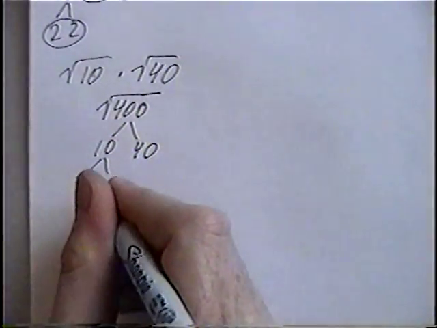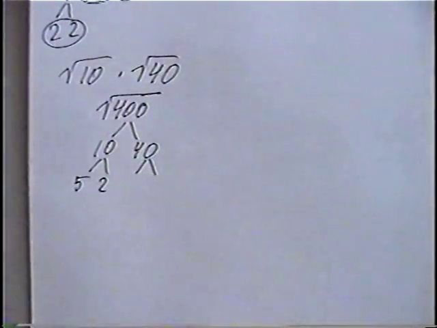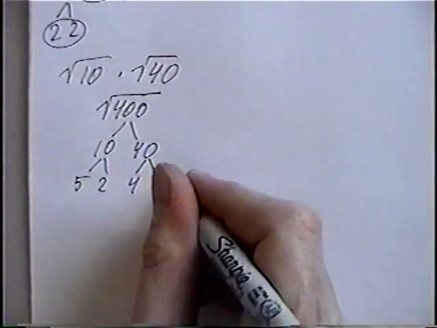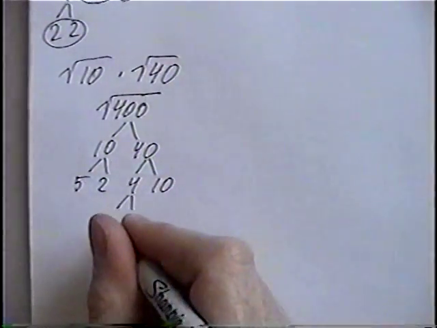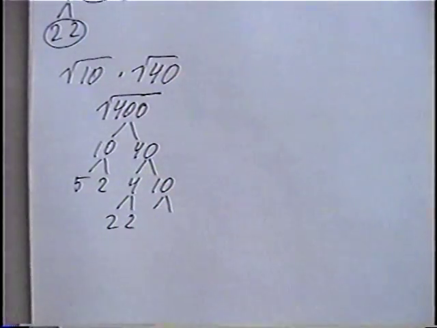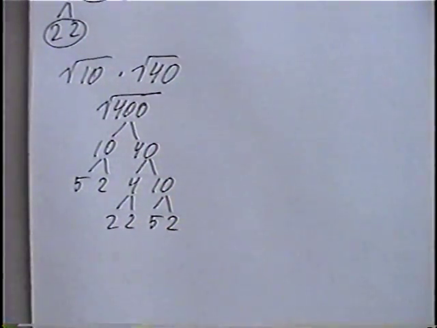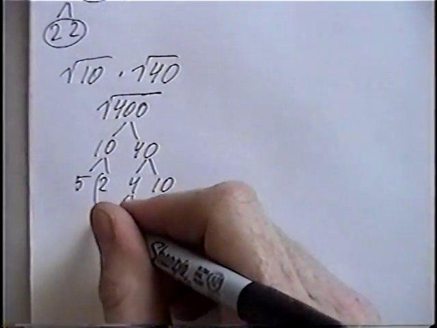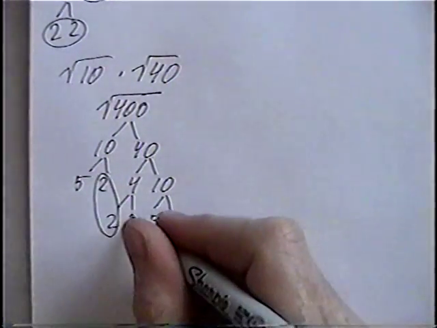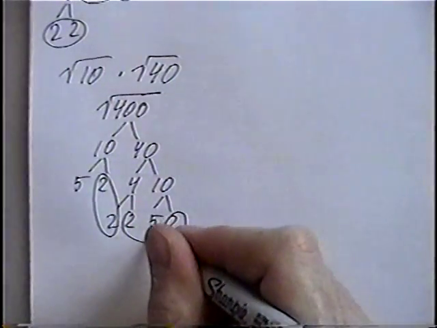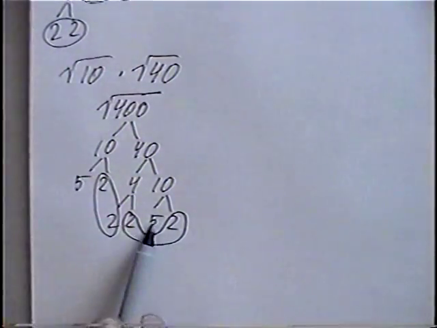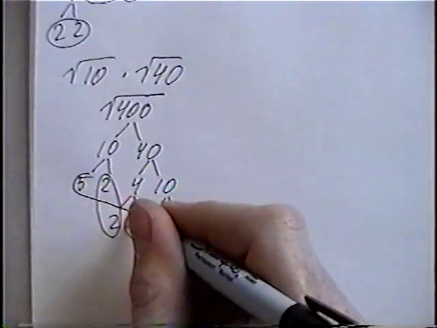10 would be 5 times 2. 40 would be 4 times 10. 4 would be 2 and 2. 10 would be 5 and 2. Again, circle any pairs of numbers. We have a pair of 2's. We have another pair of 2's. And we also have a pair of 5's across the factor tree.